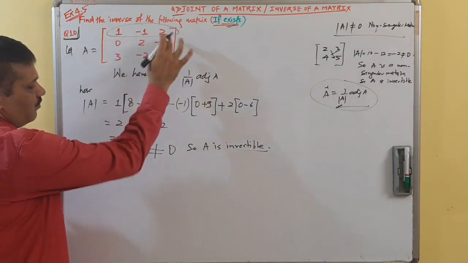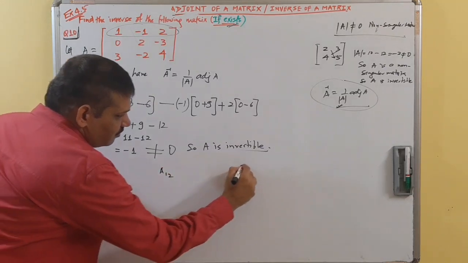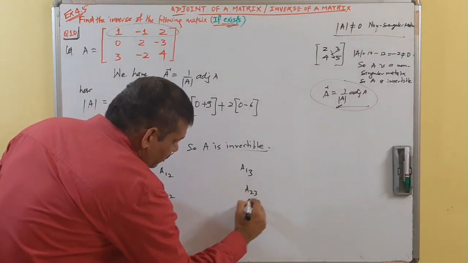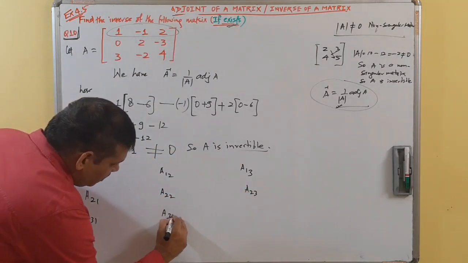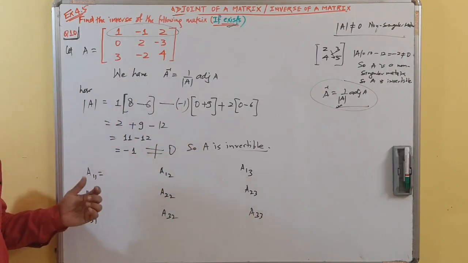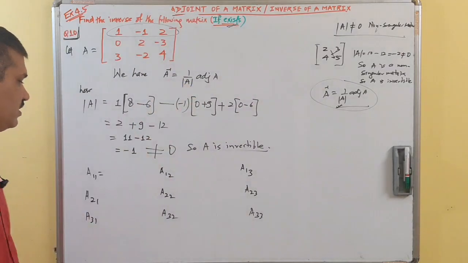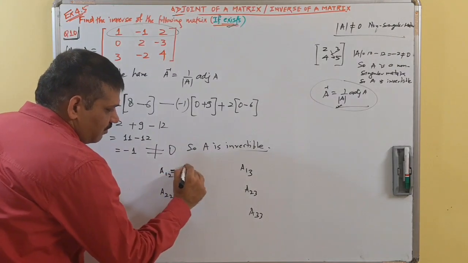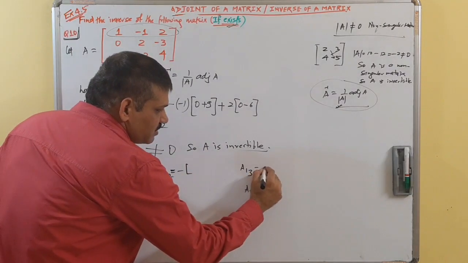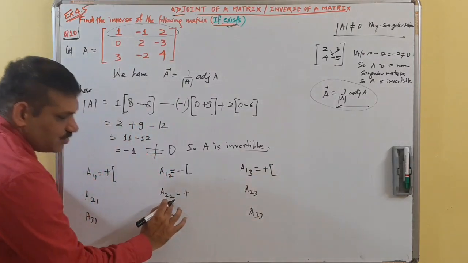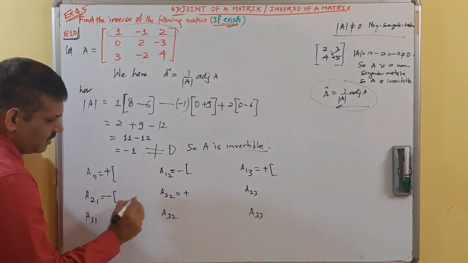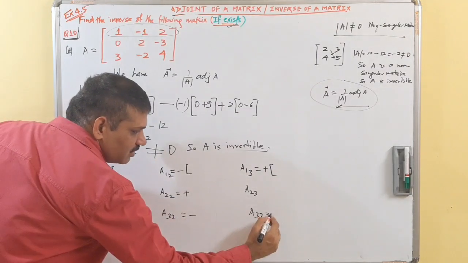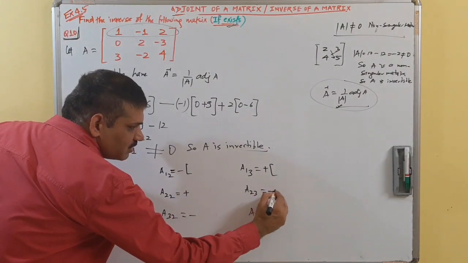See, A11, A12, A13, A21, A22, A23, A31, A32, A33. Capital A, ij denotes the cofactor of the element small a, ij. See here, I'll write plus, since 1 plus 1 is even. Here I'll write minus, and then plus. 2 plus 2 is an even power of minus 1. This is plus, this is minus. Again here plus, and likewise 3 plus 2 is minus, 3 plus 3 is 6, that is even, so plus.